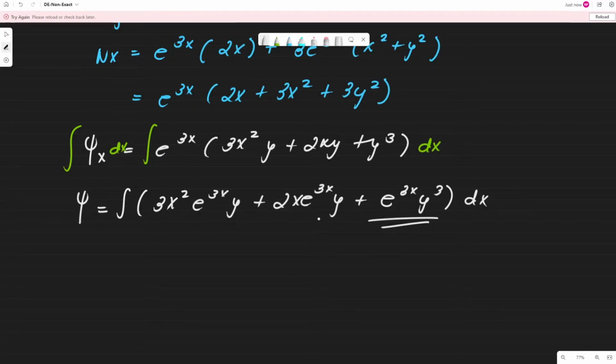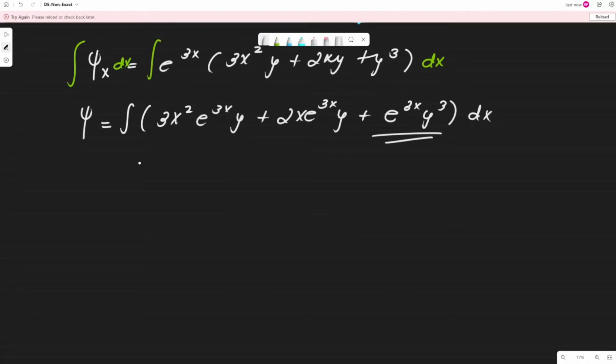Paano tong dalawa? We need to do integration by parts. So isa-isahin natin para hindi tayo malito. So we have, rewrite ko lang, putting out all the constants, 3y x squared e raised to 3x. So para at least ito na lang yung ating i-IBP. So same with this one, we have 2y x e raised to 3x. Okay, so we have D and I.